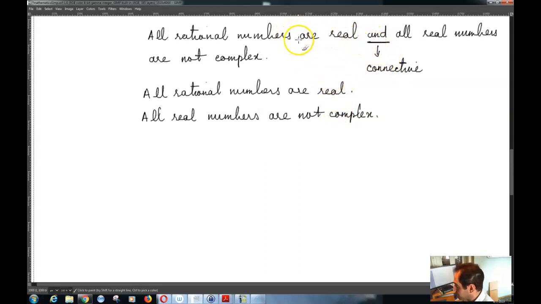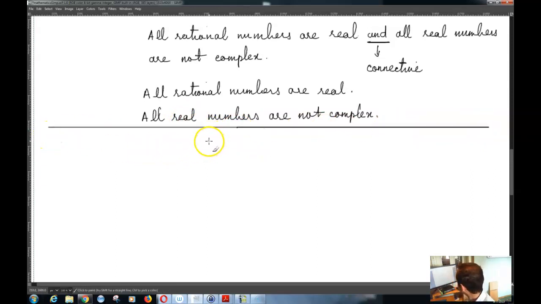So here basically you're not supposed to judge whether, basically specify whether the compound statement or the component statements are true or false. The only thing that you need to do is basically specify the connective, and then based on that write the component statements individually, which is what I have done over here. All rational numbers are real and all real numbers are not complex. So this is part one of this example.